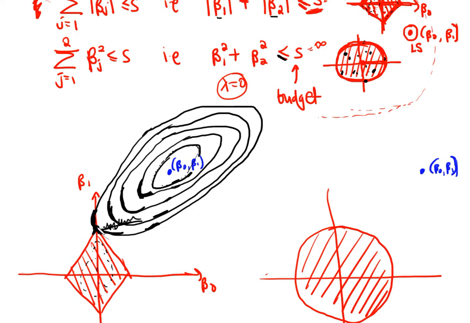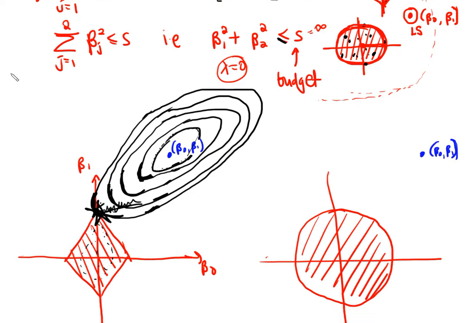And then when it just touches, this is where the magic happens. Those are the beta naught and beta 1 that we want, where it just touches our budget. So although we've increased our RSS, we have found beta naught and beta 1 that are less than the least squares beta naught and beta 1 and that satisfy our budget. Straightforward like that.